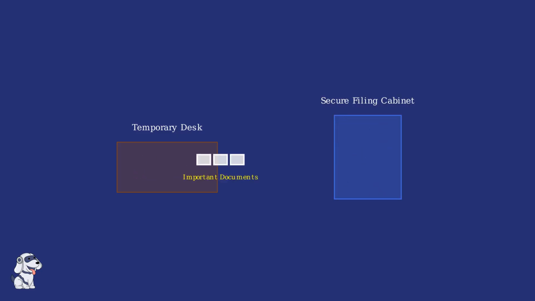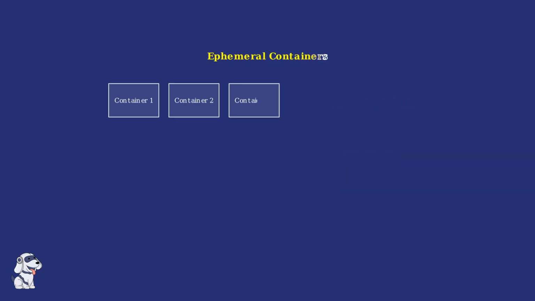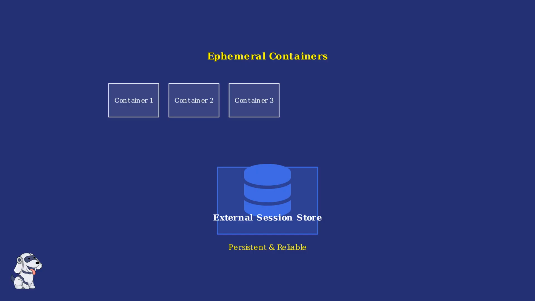Instead, you'd move those important documents to a secure filing cabinet that stays put, even when your temporary desk is removed. This is exactly why we need external session stores for Cloud Run. We move session data outside the ephemeral containers to a persistent storage system. Redis, available through Google Cloud's Memory Store service, is an excellent choice for this external session storage.